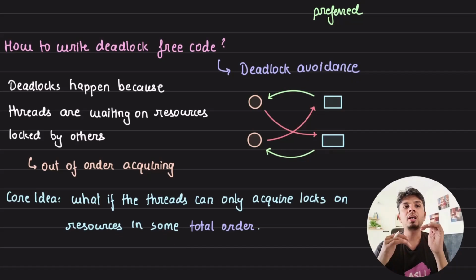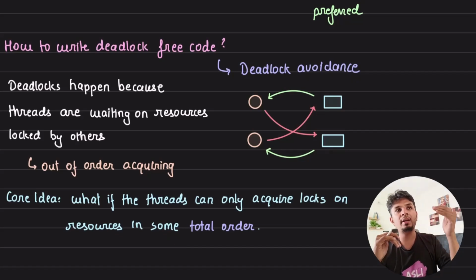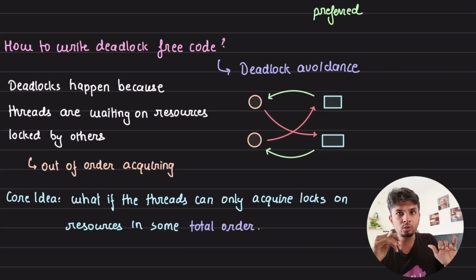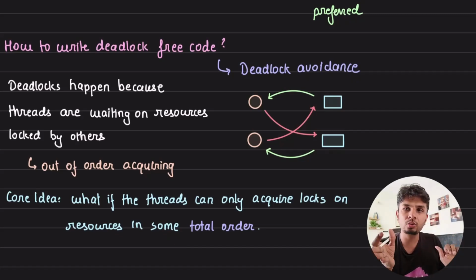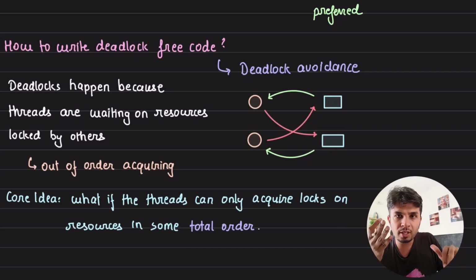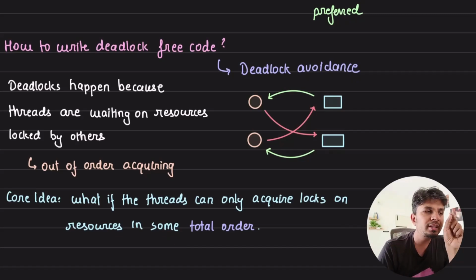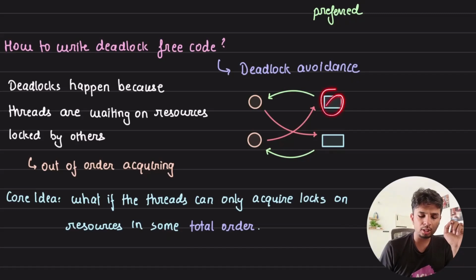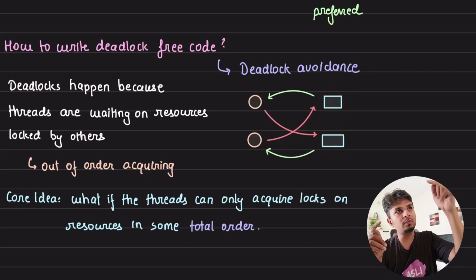Why? Because if there was no way for your thread T2 to have acquired the lock on R2, then your program would have never entered into a deadlock state. So that's the idea. What if there is a total order in your system? What is total ordering? If a thread wants to acquire a lock on two resources, what if there is a total order in which it would need to acquire the locks?